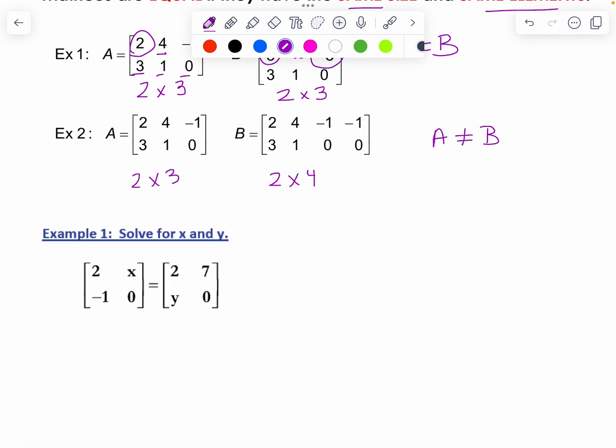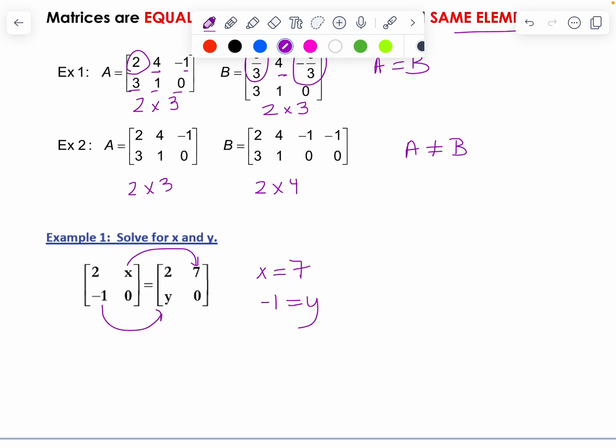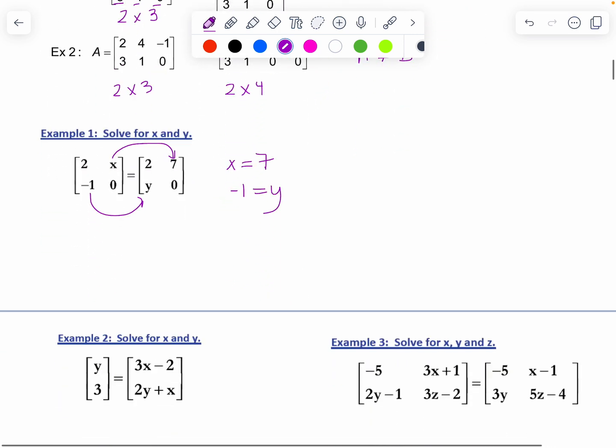Now, if I want to solve for variables, what I would do is simply set the corresponding elements equal to each other. So in this case, I could set x equal to 7. This is very simple. We're going to have ones where we actually have to solve. And then here, I could do -1 equals y. So that was a super simple one.